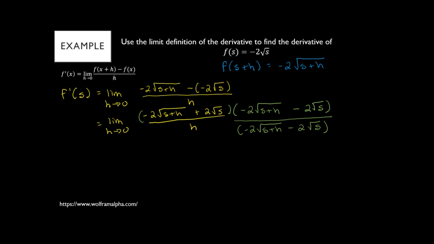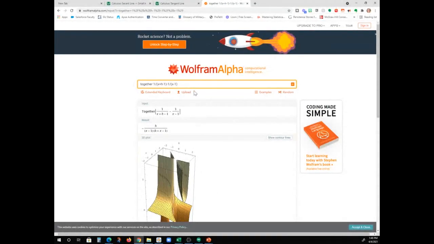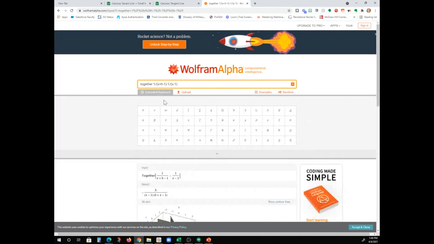And so this is where we want to go to Wolfram Alpha, because multiplying that top, where you're multiplying things with square roots, it's going to get gross. You're not going to want to try to do that by hand. So we're going to use Wolfram Alpha to do this for us to make it simpler. And so I'm going to go here. Now it's going to be kind of annoying to type this in here. So the extended keyboard allows you to do square roots and stuff. So that is going to be very helpful.